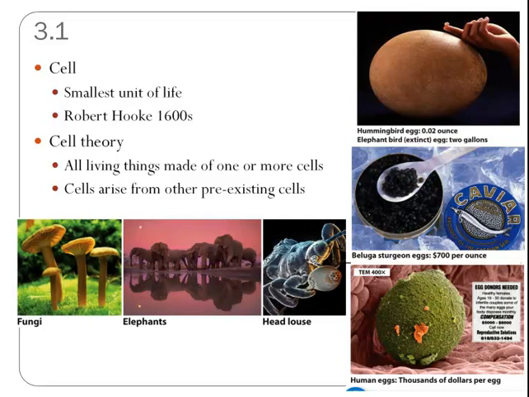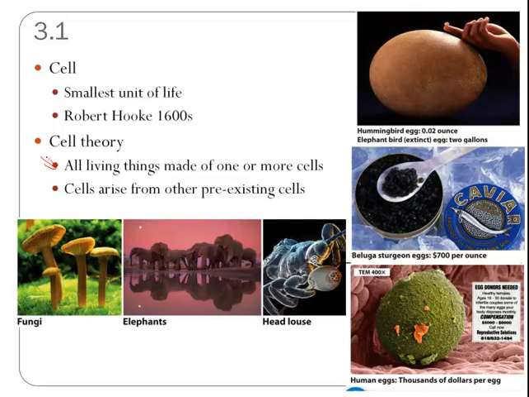Since then, cells have been studied quite a bit more, and we now have the cell theory. This was a combination of several different scientists that looked at basically everything they could get their hands on, plant material, animal material, and found that all living things are made up of one or more cells, and also that cells only arise from other pre-existing cells, so they don't spontaneously generate. For every cell that exists, it came from a previous cell that divided.